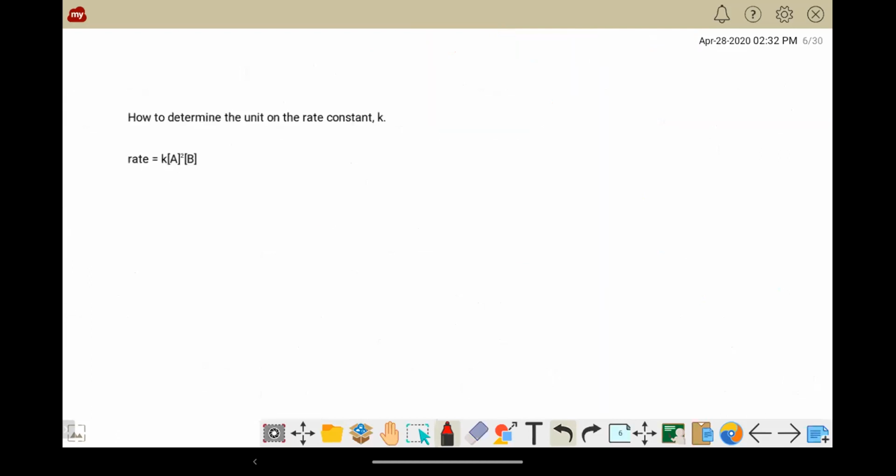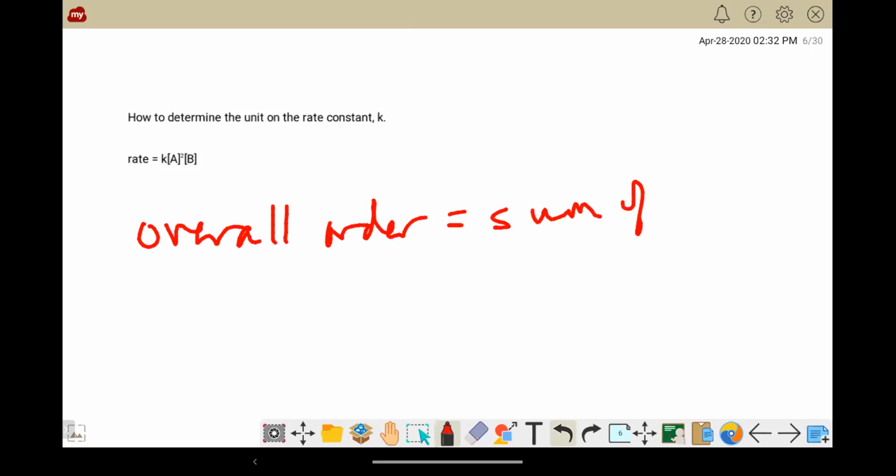Okay, so let's switch our ideas here just a moment. One thing that they do mention in the curriculum is that you will need to know what the unit on the rate constant K is. Well, there's some algebra determination that can be done there. It's dependent upon the overall order of the reaction. So the overall order is the sum of your exponents in your rate law.